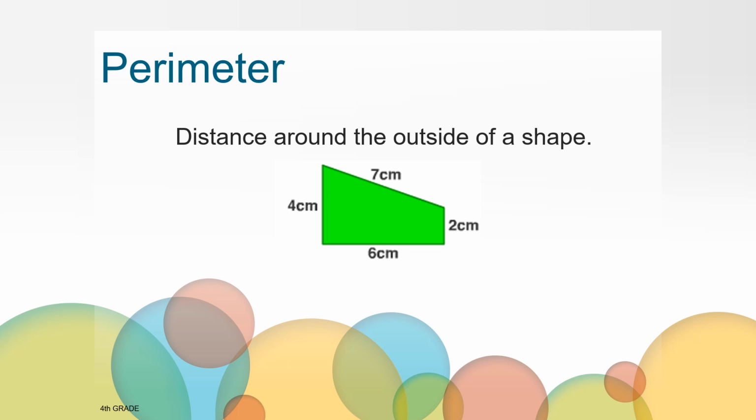Perimeter is the distance around the outside of a shape. Distance is measured in length. Look at the quadrilateral shape on the screen. Each side has a length or a distance measured in centimeters. If we wanted to know the perimeter of the quadrilateral, we would add all of the lengths together to determine the distance around the outside of the shape. Let's explore some other scenarios where we would have to determine perimeter.